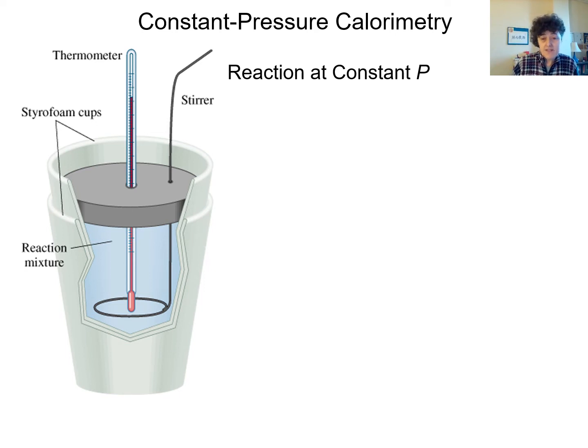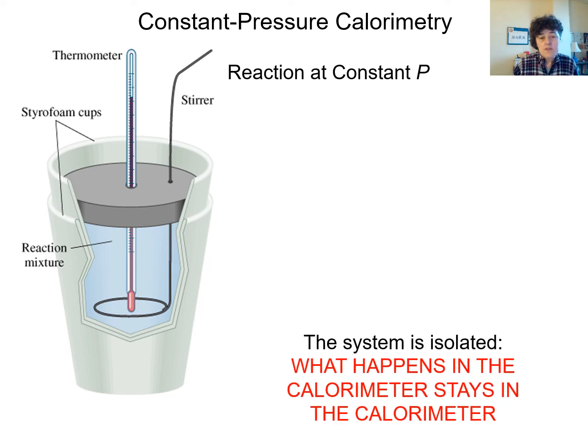It's not sealed, so the system is at constant pressure. At any given time during the experiment, the pressure inside the calorimeter can equilibrate with the pressure outside, that is the barometric pressure. So because it's an isolated system, we can say that whatever heat is given off by a reaction or by a hot body is simply and completely going into producing an increase in the temperature of the water inside the calorimeter.